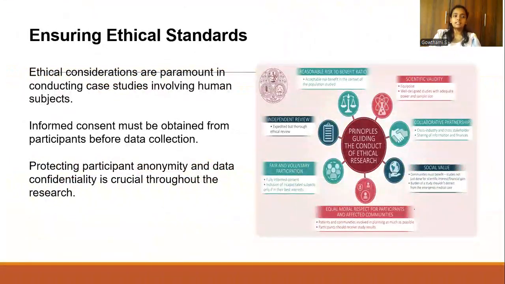Ensuring ethical standards. Ethical standard considerations are paramount in conducting case studies involving human subjects. Informed consent must be obtained from participants before data collection. Protecting participants' anonymity and data confidentiality is crucial throughout the research.